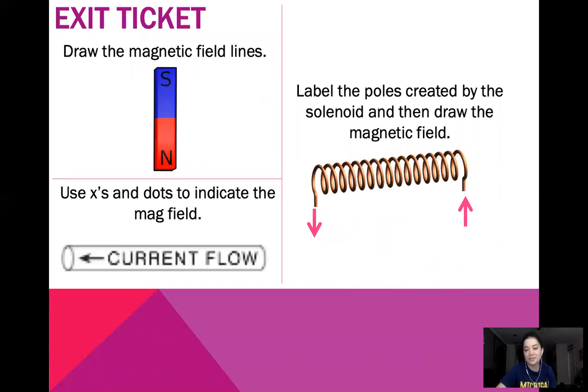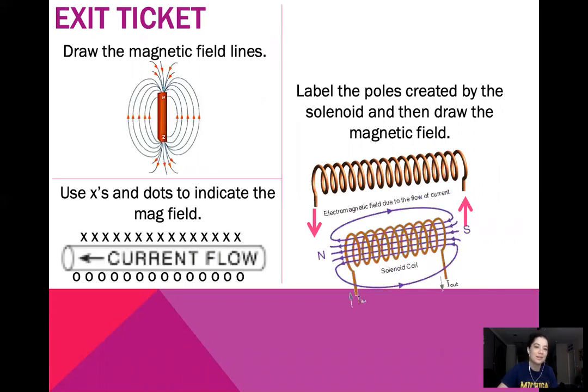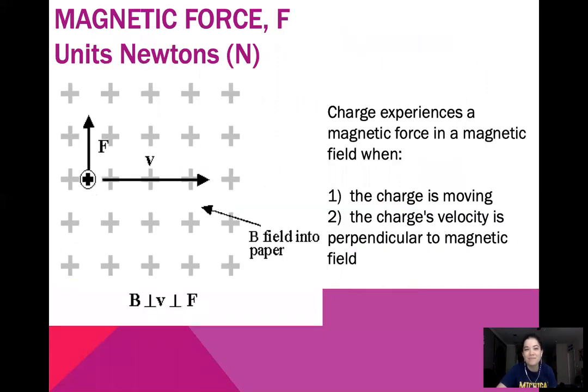Here are a couple extra practice problems if you want to try them. Pause, and then you can check your answers right now. Here are the answers to these. I'm kind of combining a couple lessons and shortening them a bit, so if I forgot to get rid of the X ticket, sorry. All right, so now we're going to talk about magnetic force, okay?